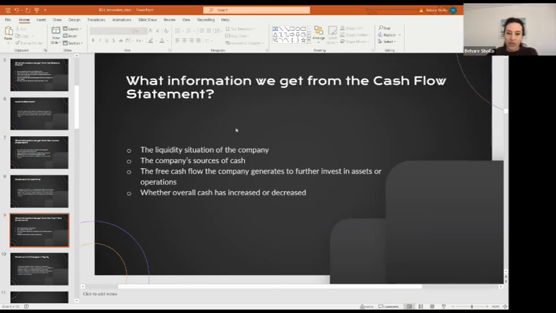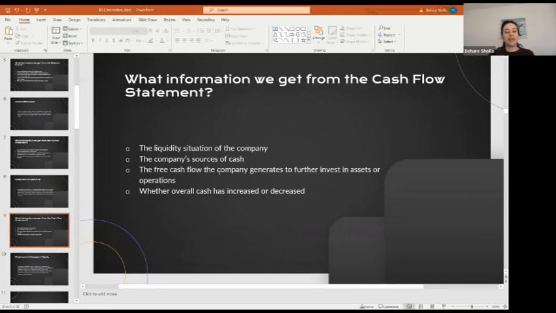So the information that we get from the cash flow statement is related to how liquid the company is, or how much it can meet its obligations. We also can see how the company ensures its cash income, because the sources of cash may be from selling goods, from selling bonds and shares, or from getting loans from banks.